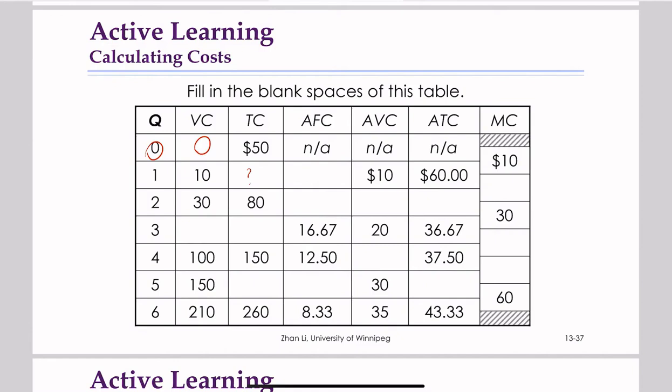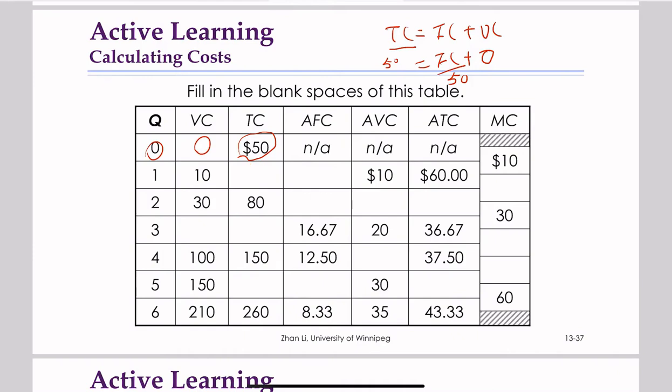But how do you find out the fixed cost? Well, one way to find this out is this is your fixed cost. The reason is that if the quantity is 0, then variable cost is 0. So in this case, total cost equals fixed cost plus variable cost, which is fixed cost plus 0, right? So you can see that if total cost is 50, then fixed cost is 50. So this is one way to find the fixed cost. Then total cost should be 10 plus 50, which is 60, right?